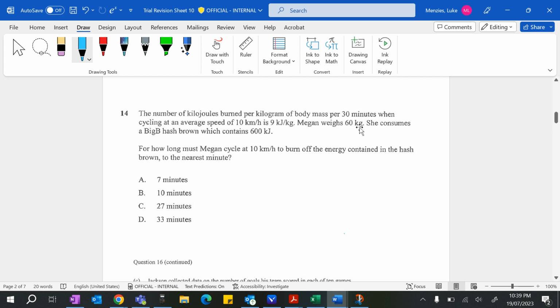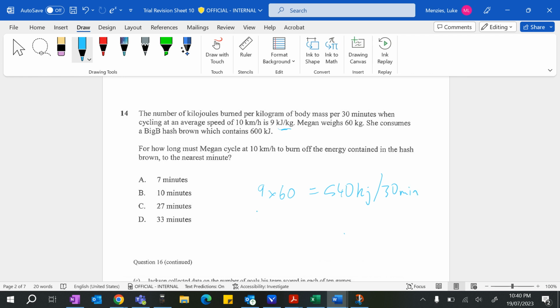What we're looking for in this one is, are the units the same in terms of energy? We've got kilojoules here and kilojoules here, and kilograms, kilograms. So we don't have to do any conversion like last time. What we want to find out is how much energy she is burning in this 30 minutes. So we say 9 kilojoules times 60, because it's 9 kilojoules per kilogram and she's 60 kilograms. So that's 540. She's burning 540 kilojoules per 30 minutes.